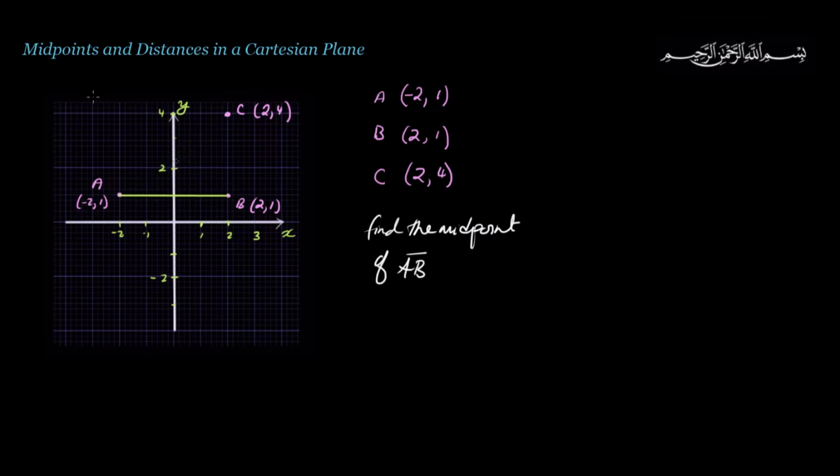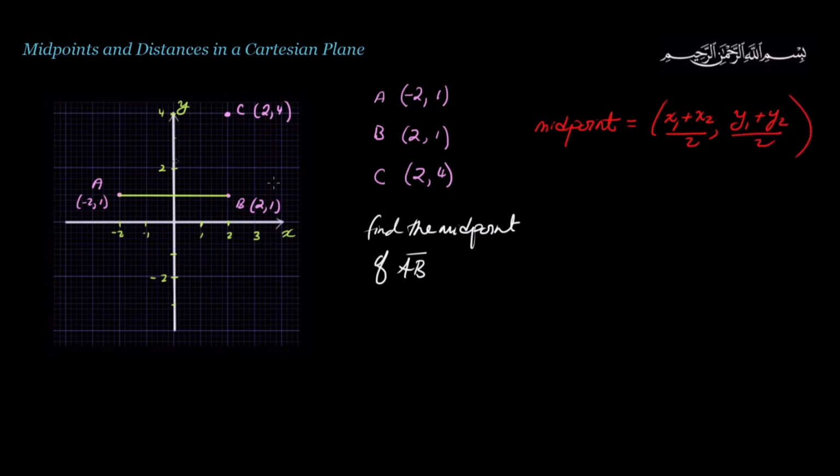Okay, now if you wanted to find the midpoint, that's easy enough. There's a formula for this, the midpoint formula. The midpoint is the average of the x's and the average of the y's.